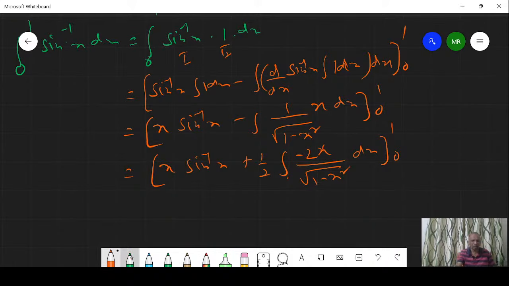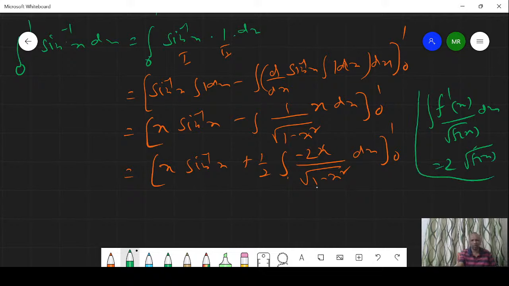Remember, I will write it on the right side: integral of f dash x by root f of x dx will be equal to 2 root f of x plus the constant, okay? This is the formula, 2 root f of x. The derivative of this is here. So then I can write this one as x sin inverse x.